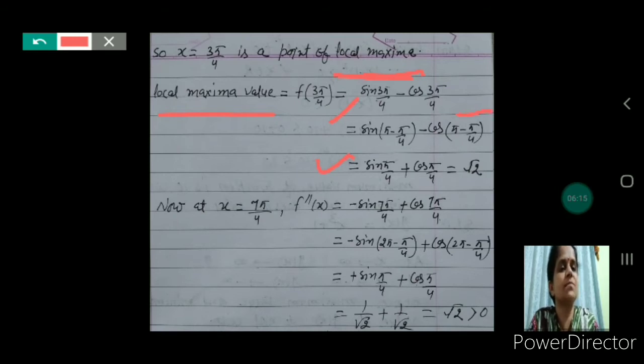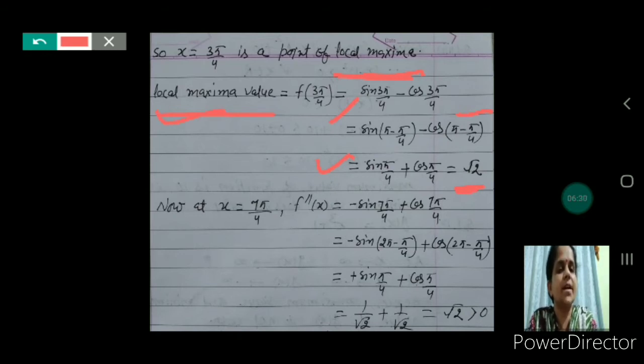So it is minus sine pi by 4 plus cos pi by 4. Sine pi by 4 is 1 by root 2, cos pi by 4 is also 1 by root 2. Solve it, you will get root 2. Okay, so it is the value of the local maximum function.